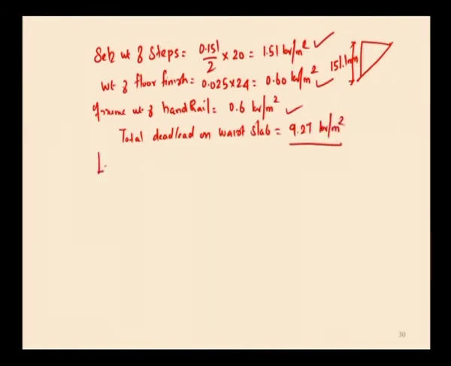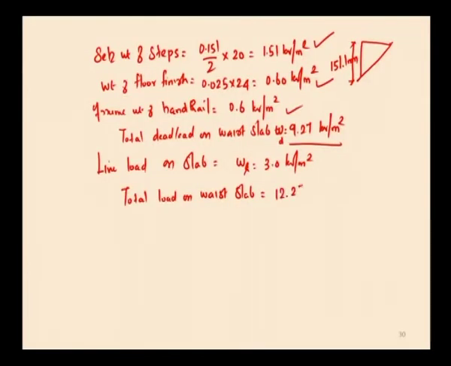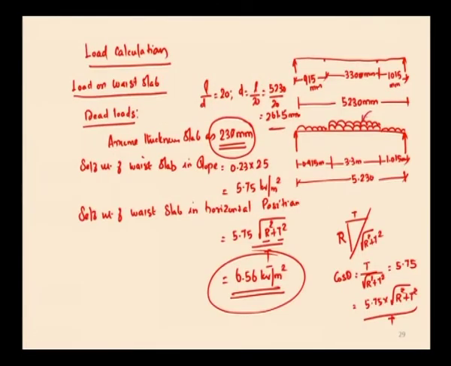Next, the live load on the slab, this is given in the problem. WD, WL is equal to 3.0 kilonewton per meter square. Now, then total load on waist slab is equal to 12.27 kilonewton per meter square. This is the total load on the waist slab, that is 12.27 kilonewton per meter square.